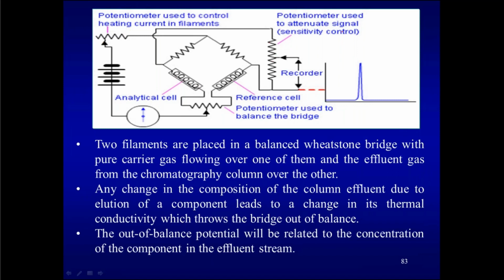This potentiometer is used to attenuate the signal. Suppose the signal is too high, then it controls it. This is called the sensitivity control. Too high a signal means it will lower the sensitivity, so the signal will also lower. If it is showing a very small signal, it will increase the sensitivity and therefore you get a much better signal. This is how the changes are done.